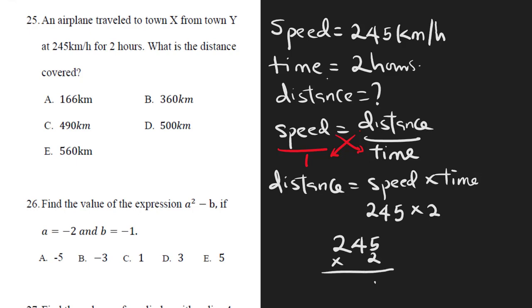2 times 5 is 10, put 0, carry 1. 2 times 4 is 8 plus 1 is 9. And 2 times 2 is 4. So the answer is 490 kilometers. So that's our distance. So let's check our options. Do you have anything like 490 kilometers? Of course, yes. C is the answer. So let's move to the next question.